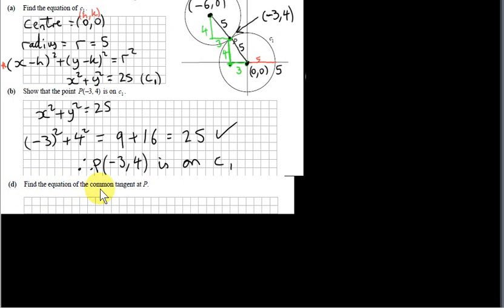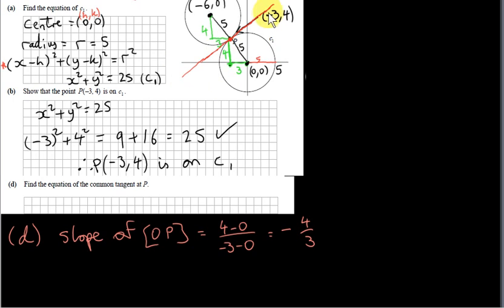In part D, we want to find the equation of the common tangent at the point P. The tangent to the circle C1 at the point P is a line that touches circle C1 just at this one point P. And it's also the tangent to the circle C2 at P, because P is also a point on the second circle, and the second circle only touches C1 at one point. So this line is a common tangent. It's common to both circles. To get the equation of a line, we need the slope of the line and a point on the line. Well, we have a point on the line. It's the point P. It has coordinates (minus 3, 4).